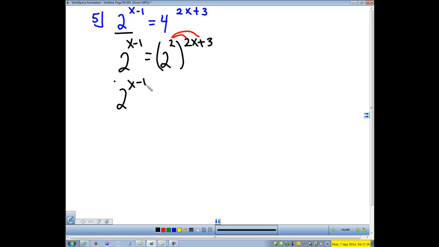2 to the x minus 1 is equal to 2. 2 times 2x is 4x. 2 times 3 is 6. Our bases are now the same, so we set our exponents equal to each other and solve for x.